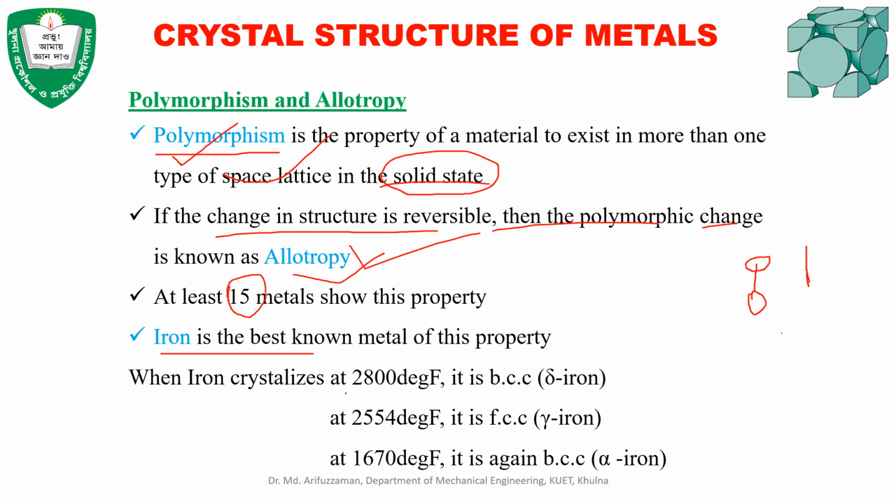And iron actually crystallizes at 2800 degrees Fahrenheit, and it is body-centered cubic. First, when liquid iron starts to solidify, it forms delta iron, which is a body-centered cubic structure. When the temperature drops below 2554, it transforms into face-centered cubic structure, which is called gamma iron. And when the temperature decreases more, at 1670 degrees Fahrenheit, it again goes back to body-centered cubic structure, which is called alpha iron. And this is called polymorphism.